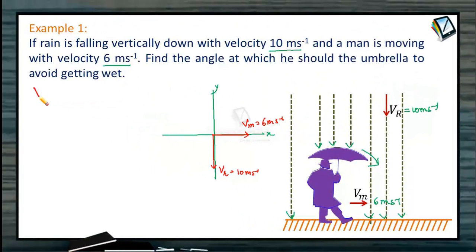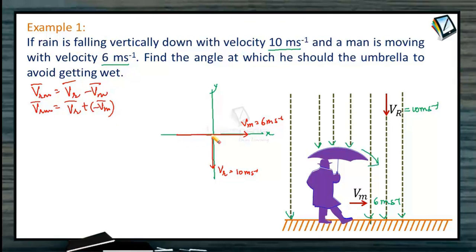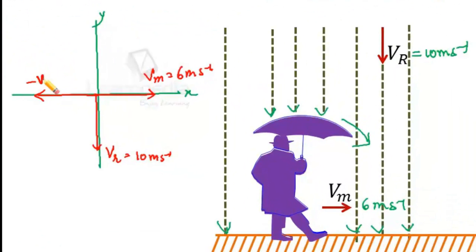So velocity of rain with respect to man is velocity of rain minus the velocity of man, or velocity of rain with respect to man is velocity of rain plus minus Vm. So let us change the direction of the velocity of man. This is minus Vm. Now generate the parallelogram. The resultant velocity will be like this. This is Vrm at an angle theta with the vertical, right? So this side will be Vm, this side is Vr.